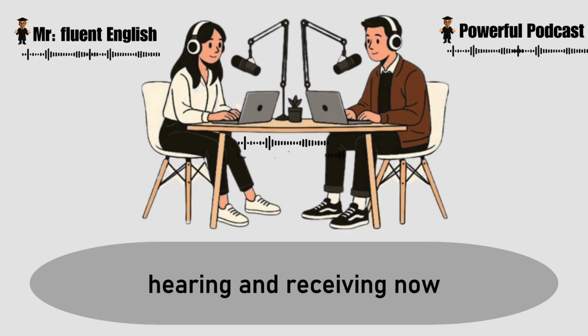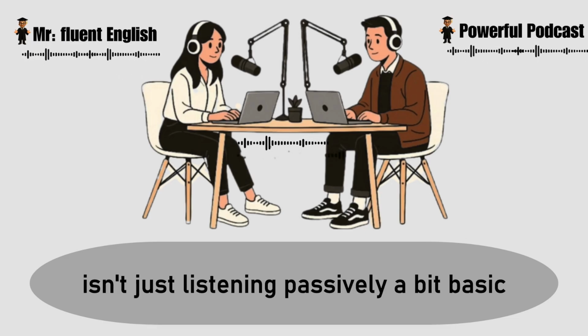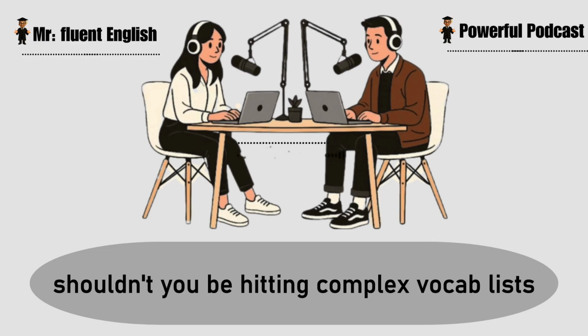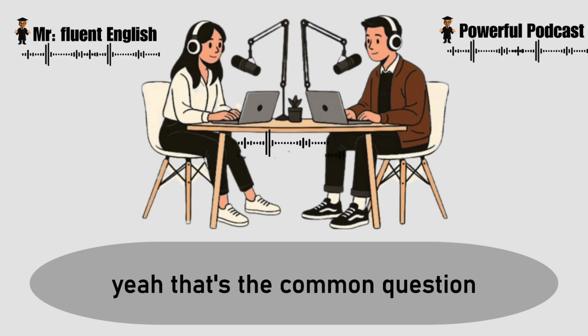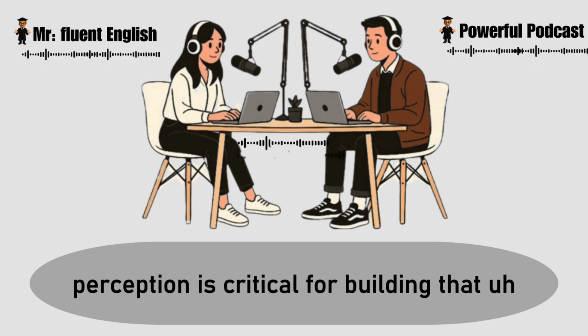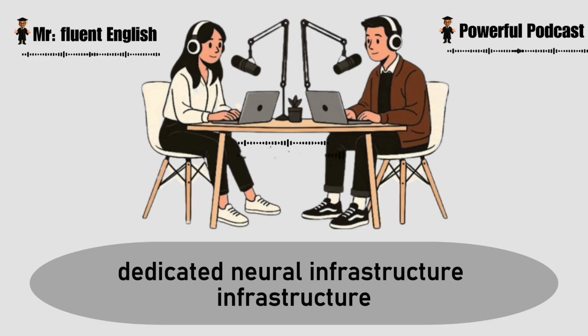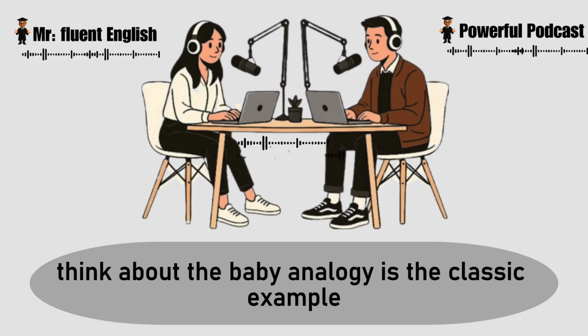Okay, let's unpack step 1 then. Perception. Hearing and receiving. Now, my first thought is, if you're already, say, intermediate, isn't just listening passively a bit basic? Shouldn't you be hitting complex vocab lists? Yeah, that's the common question, the skepticism, but the sources are really clear on this. Perception is critical for building that dedicated neural infrastructure. Think about the baby analogy as the classic example, right?